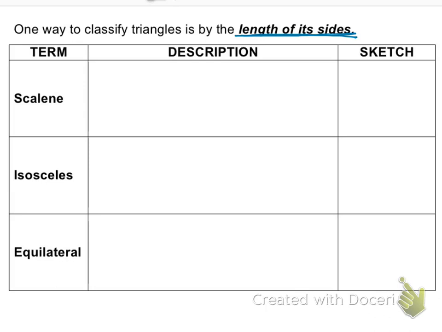The first one we have is scalene. A scalene triangle has no congruent sides. And if we were to just sketch a triangle where none of the sides were congruent, we would have to show that by tick marks, a different number of tick marks going through each side. So I'm going to have 1, 2, and 3. And if we saw that, we could say, oh yeah, that's a scalene triangle.